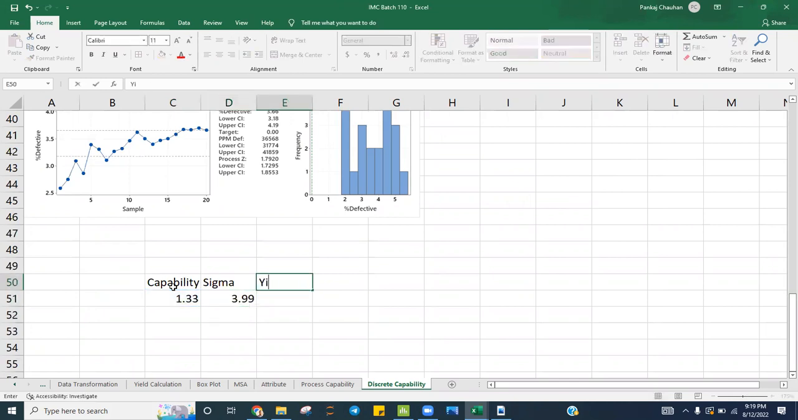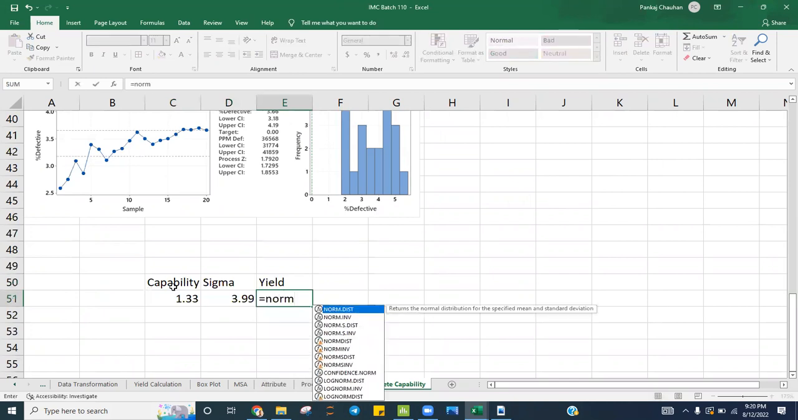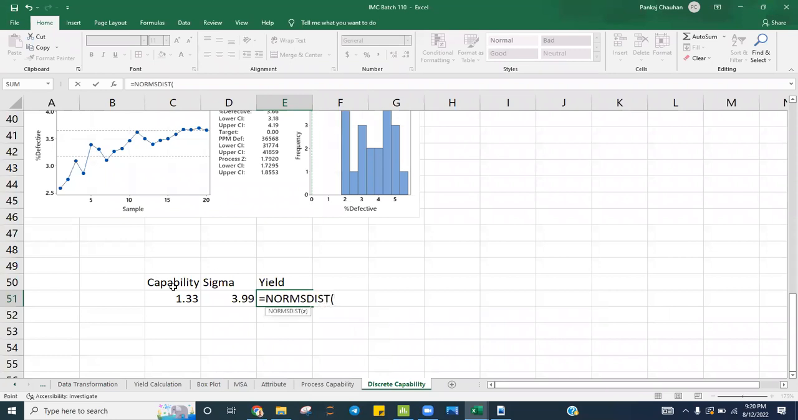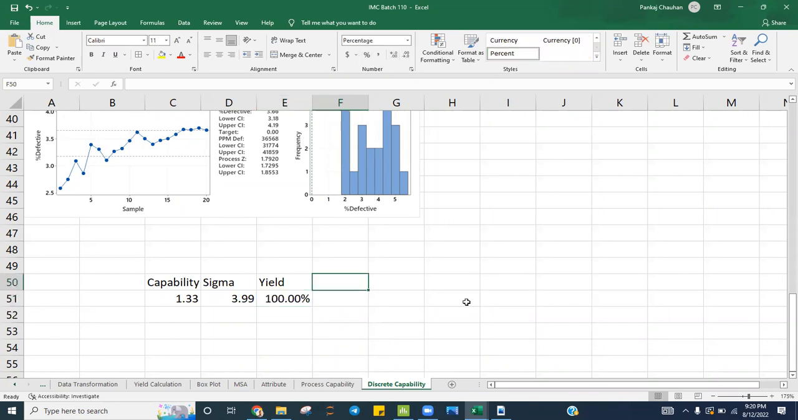Which means the yield you are expecting is equal to NORM.S.DIST, and the expected outcome will be around 99.97. So what is the defect you will have? 0.1.